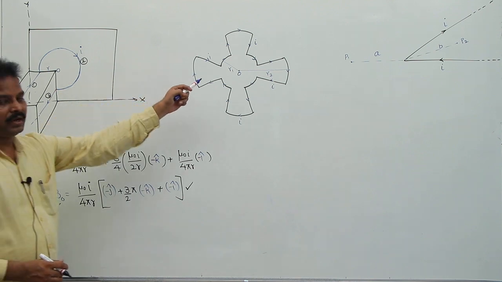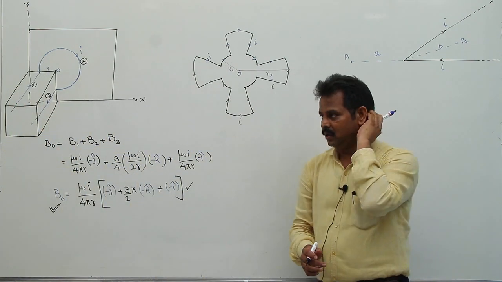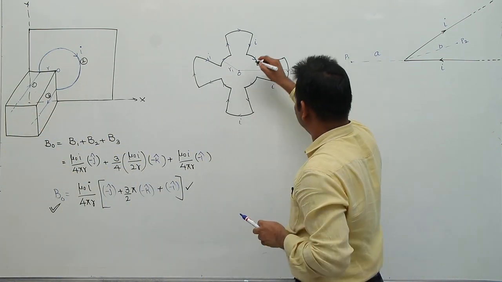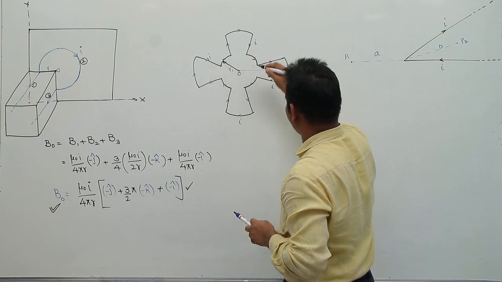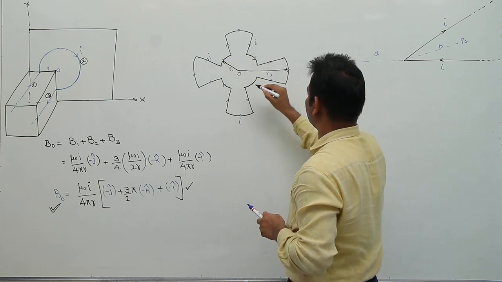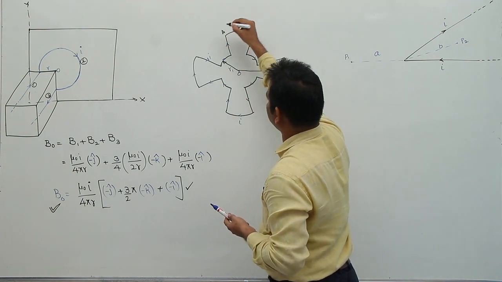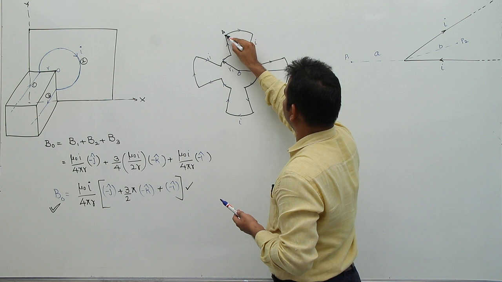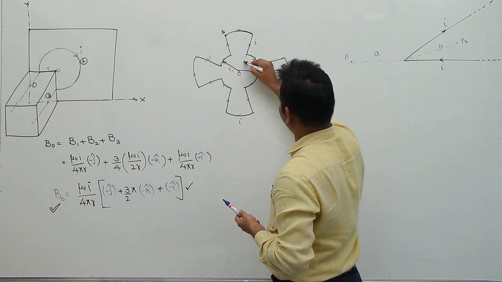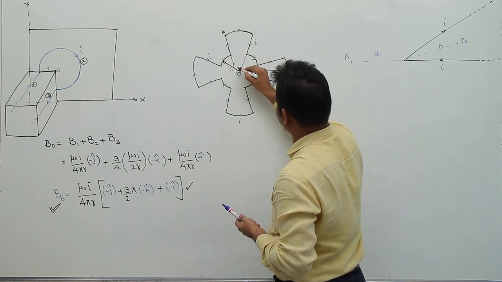Now in the second problem, in the second diagram here, the internal radius is R1, the external radius is R2. What is the magnetic field at the center? So you can start from any point. Let me take this as point A. So this is subtending angle theta here.